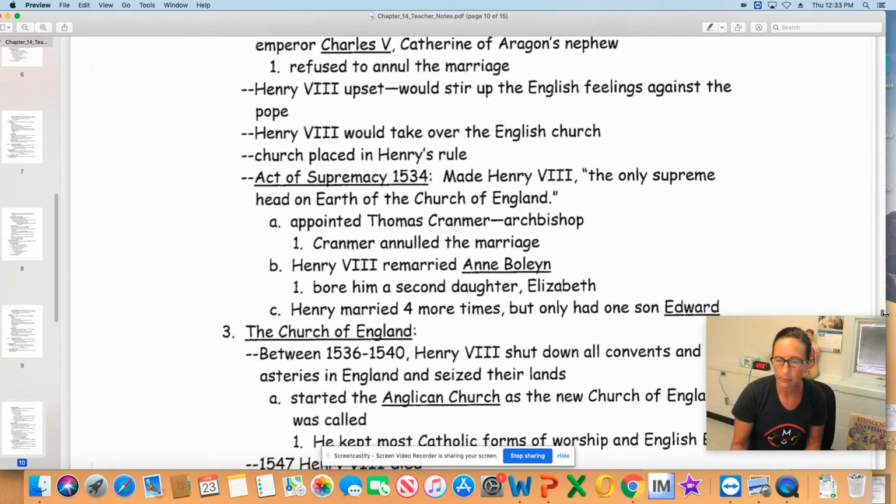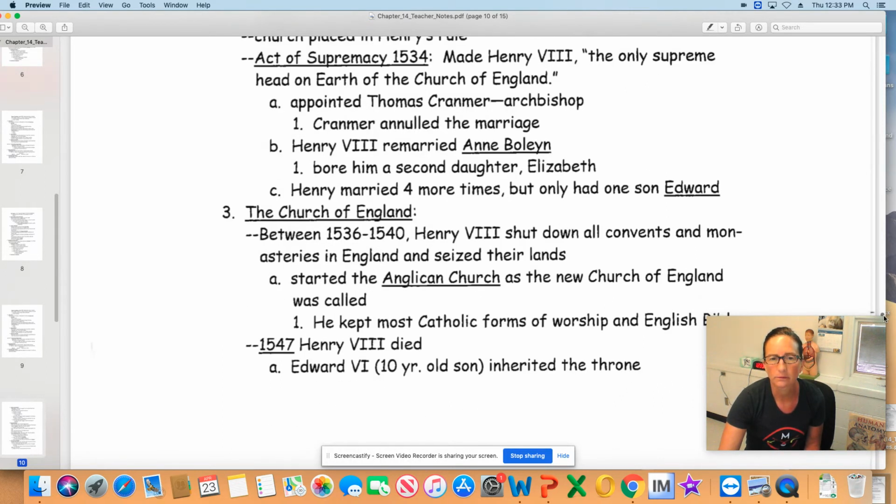So Henry VIII will get what he wants. He will then remarry Anne Boleyn, who's already pregnant with Henry's child, and she, unfortunately for Henry VIII, bears him a daughter by the name of Elizabeth. She will have several miscarriages after that and will never produce a son. So he will eventually marry 4 more times. Of those 6 marriages, 2 of his wives will be beheaded. Eventually, with his third wife, Jane Seymour, he'll have a son, who will be named Edward. And Edward will die relatively young.